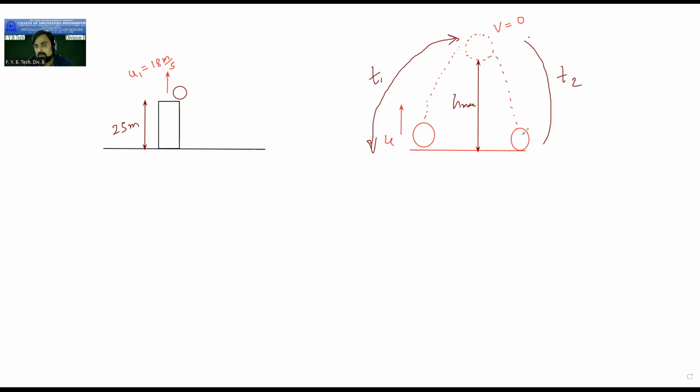And finally, when it comes near the ground, before striking the ground, what is its velocity? That is also asked. Before striking the ground, what is its velocity? So these quantities we need to find out in this numerical.